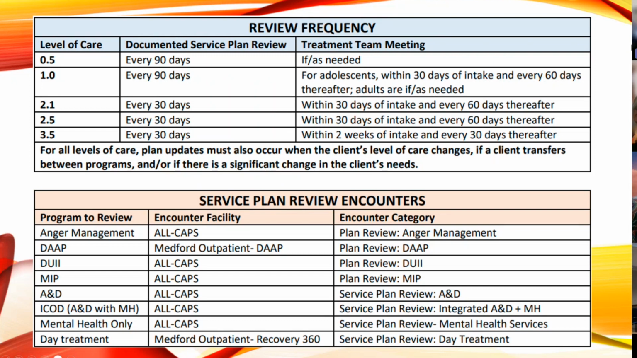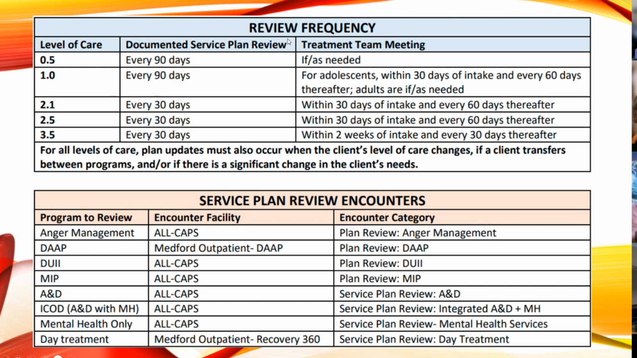This handy table is in the documentation handbook on SharePoint. It simply identifies how often we are supposed to review a service plan based on level of care. And this is really like the minimum frequency, because if a client's needs significantly change, or you and the client just decide together that you want to check in and review and update things, you can do that more frequently than is listed. But at minimum, we should be reviewing it within 30 days of intake, and then every 60 days thereafter for 2.1 and 2.5. Whereas in residential, we're conducting it within 2 weeks of intake and then every 30 days thereafter.